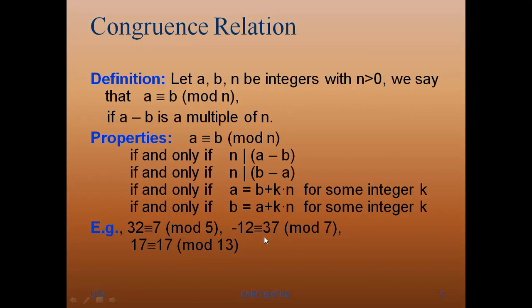Same thing here. Minus 12 is congruent to 37 mod 7. If we subtract, what will I get now? Minus 12 minus 37 is nothing but minus 49. Minus 49 is a multiple of 7. Otherwise, 7 divides minus 49. Okay, same thing, the next one also. 17 is congruent to 17 mod 13.